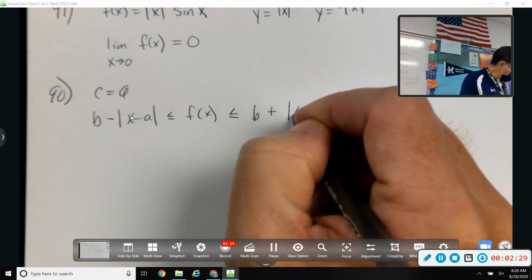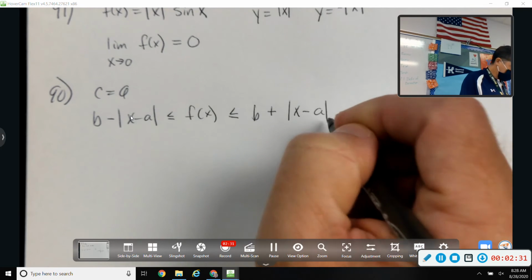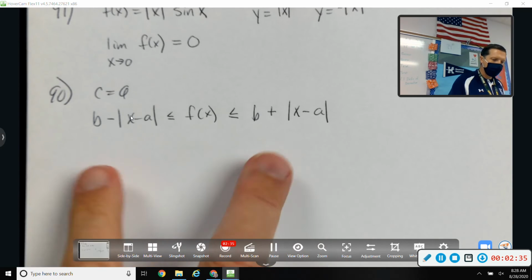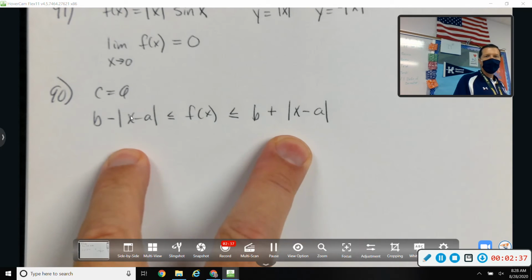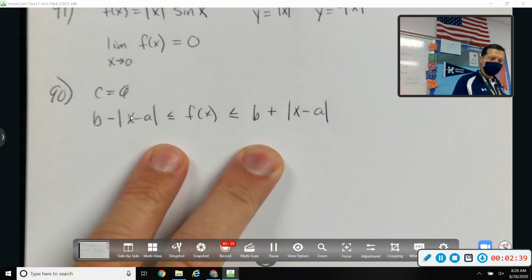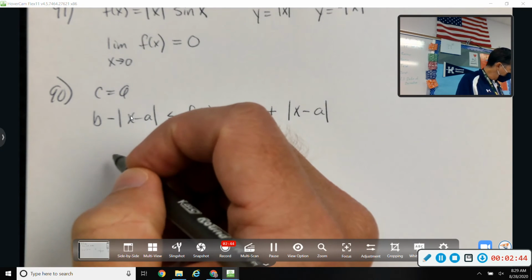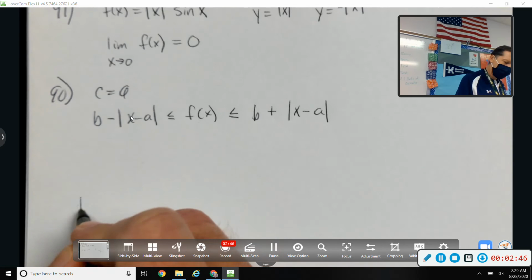So before we even start plugging things in, this definitely looks like sandwich theorem stuff because f of x is sandwiched in between these two things. And so it's going to get squeezed in between these two things at c equals a. Find the limit of f of x as x approaches c.